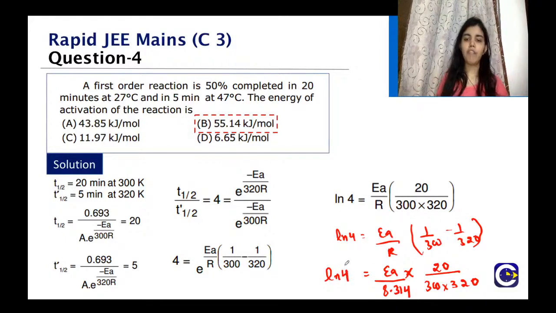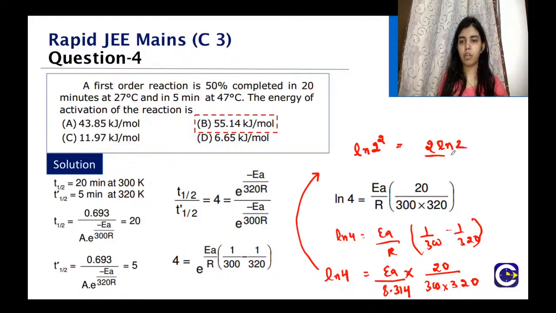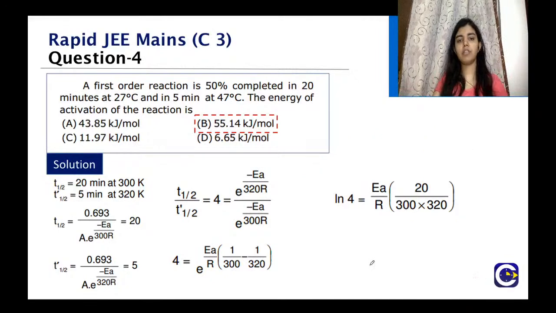Now the value of ln of 4 may be provided to you in the examination itself, or you can simplify it as ln of 2 square, or write it as 2 ln 2, right? Now you can put the value of ln 2 and just multiply it by 2. So the value of activation energy that you will get here is 55.14 kilojoule per mole. This is how you can solve this particular question.